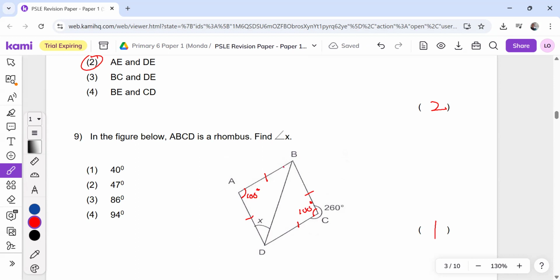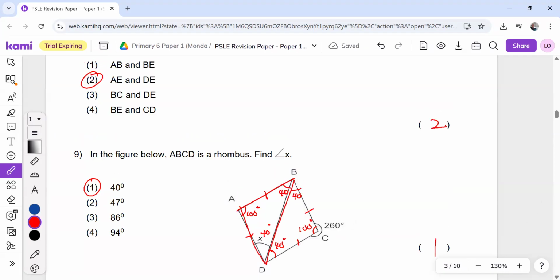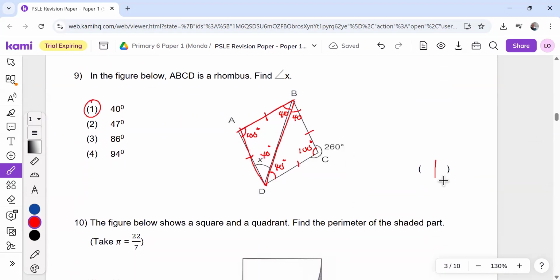Okay, then because it's isosceles, so you can take 180. Why 180? Because there's a triangle. 180 minus 100, then divide by 2. 40 and 40. So your answer is number 1. And if you see a rhombus, don't have to think already. Here also same. The other triangle has the same angle. All right, the two triangles have exactly the same angles. So answer number 1.